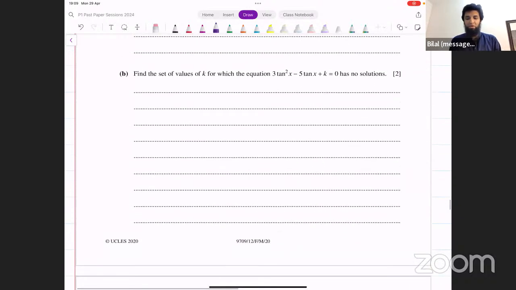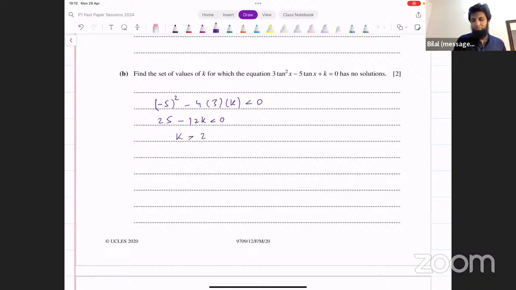When will you get no solutions for this? It's a quadratic equation, right? How do you get no solutions for something? b squared minus 4ac, so that will be minus 5 whole squared minus 4 into 3 into c, that's k, that is less than 0. 25 minus 12k is less than 0, so k will be greater than 25/12. That's the second part.